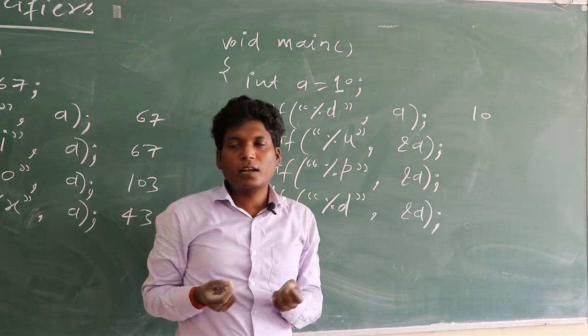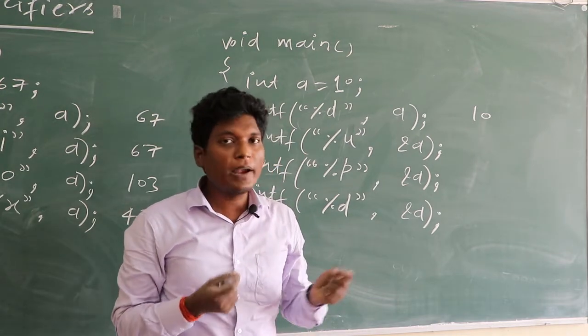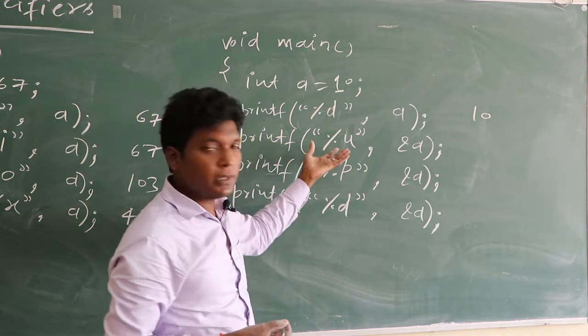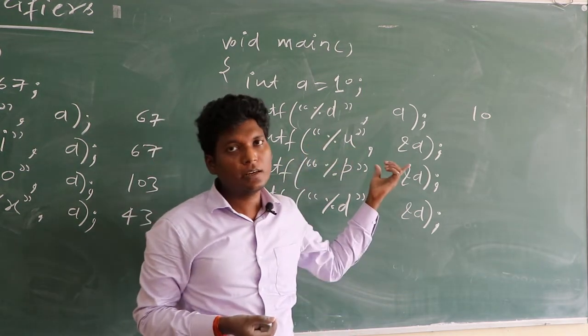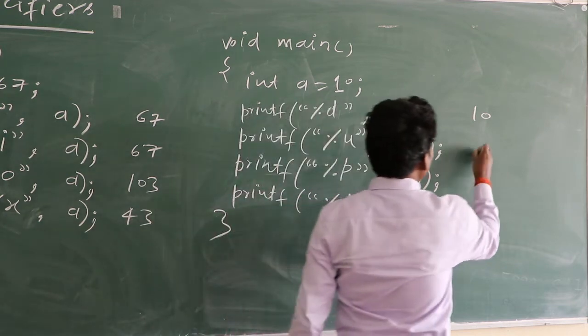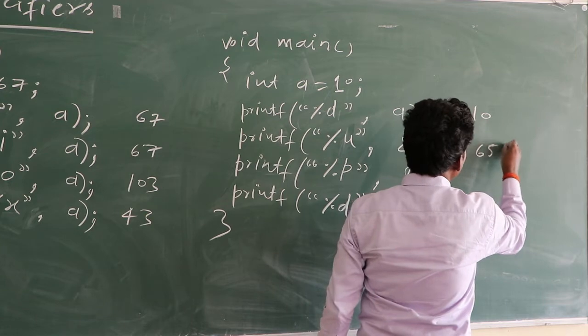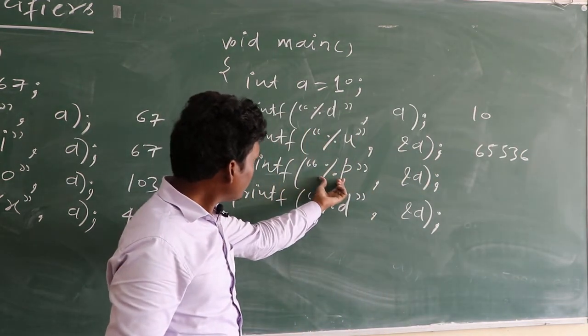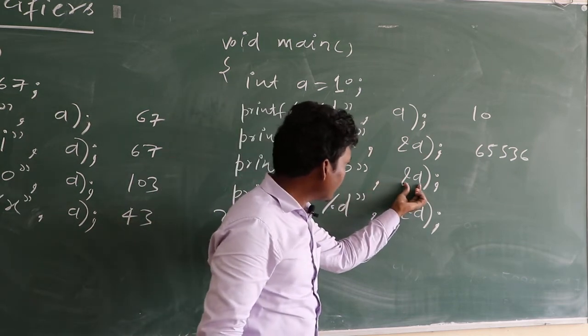This unsigned number is generated by the operating system. So we cannot see what the output will be, but it is an unsigned number generated by the operating system. Suppose that unsigned number is 6536. This printf prints %a.